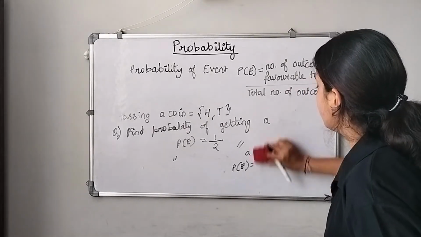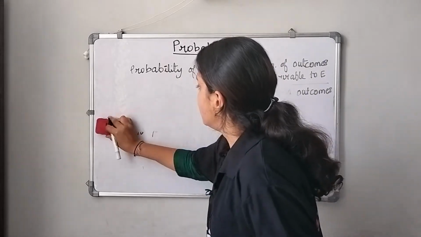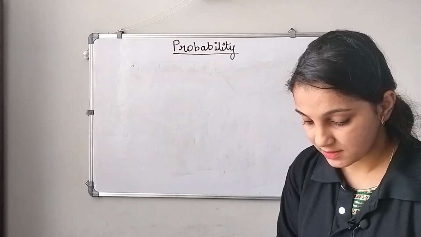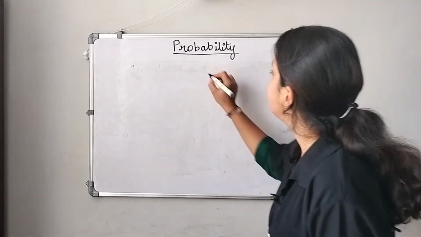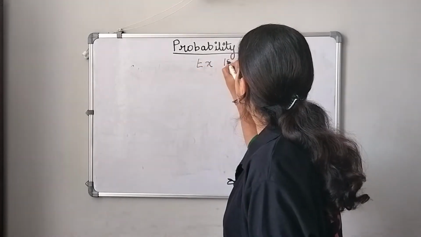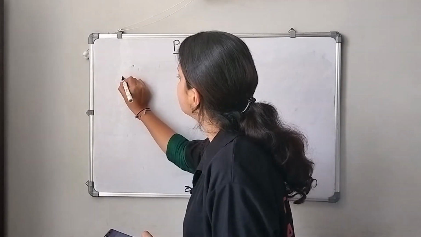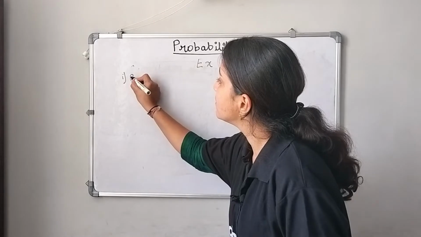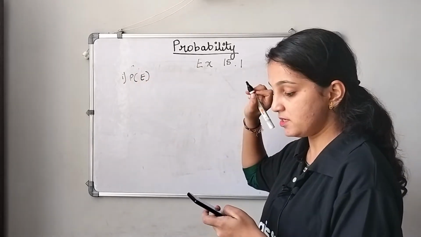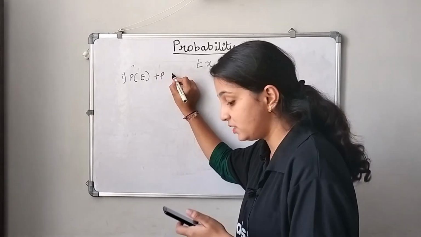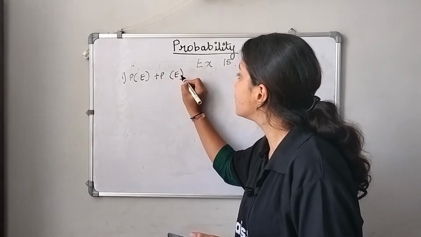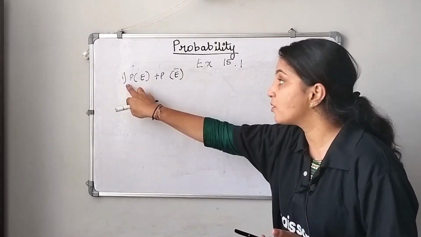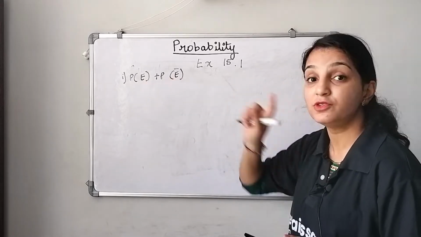Now, we'll move on to exercise 15.1. First, complete the following statements. Probability of an event, I'll mark it as P of E, plus probability of not event. Probability of not event is marked by E bar.